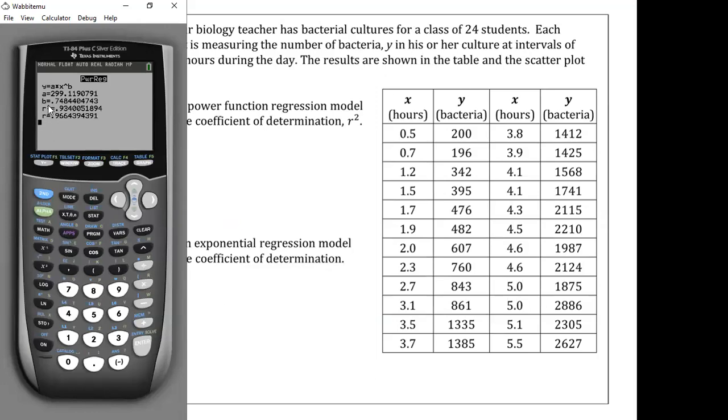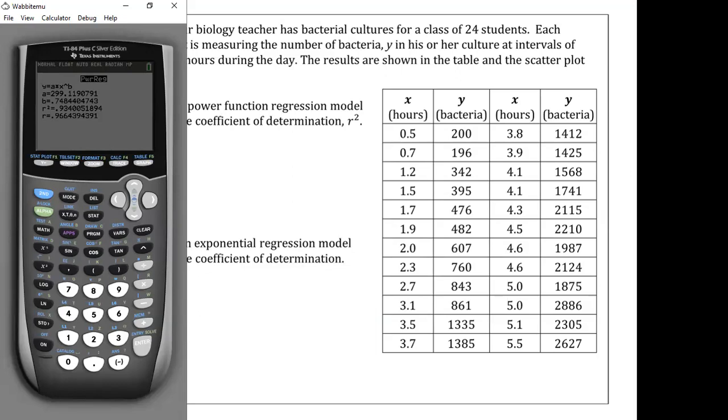Oh, it is 1. The R squared is 1, but if we only test linear, don't you have to test all of them? No, you're only testing what it's telling you. It told me to test a power function. It said find a power function. You don't have to find the best fit one? No, just find the power function.